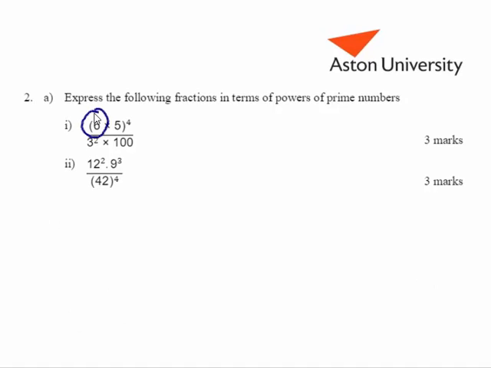The number 6 here is made up of 2 times 3, and the number 100 here is actually 10 squared, and 10 is 2 times 5. So let's rewrite those two bits so that the 6 is 2 times 3 and the 100 is 2 times 5 squared. Now we've got 2 times 3 times 5 all to the power of 4, so that's 2 to the 4 times 3 to the 4 times 5 to the 4.